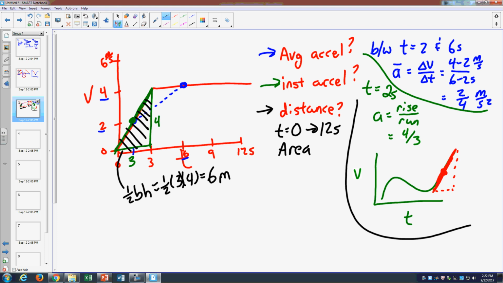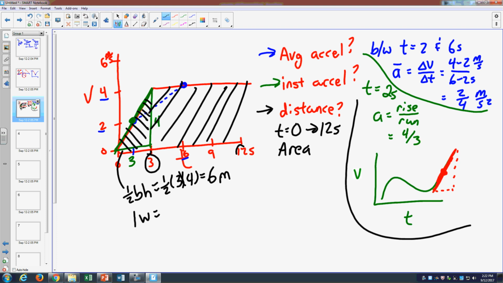Notice the units work out as velocity times time, meters per second times seconds, which is meters. And then I also find the area of this part, which is length times width. 3 to 12, that's 9, times 0 to 4 is 4, is 36 meters. And then I add those up and I get 42 meters.